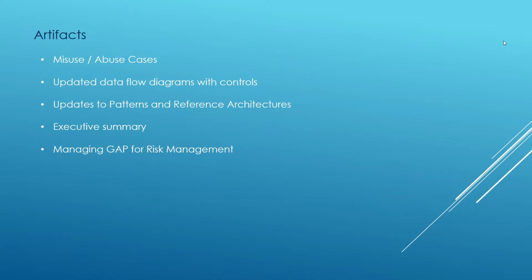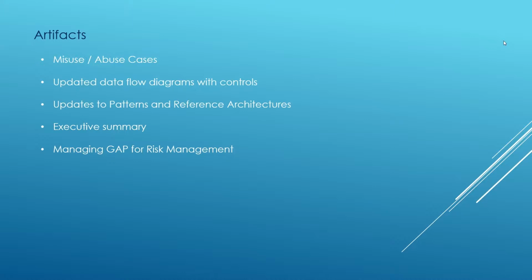So what kind of documents do we produce out of our architecture risk analysis process? We are going to produce misuse abuse cases. These are going to help validate our controls. Then we are going to update our data flow diagrams with the controls we have identified. Sometimes we may have to update our patterns, build new patterns, or make updates to our reference architectures.